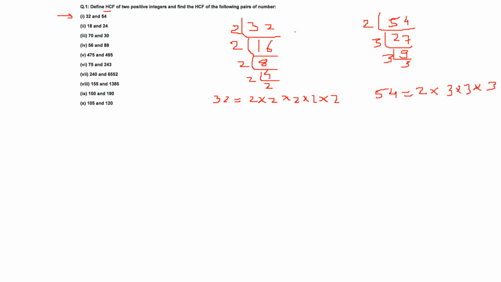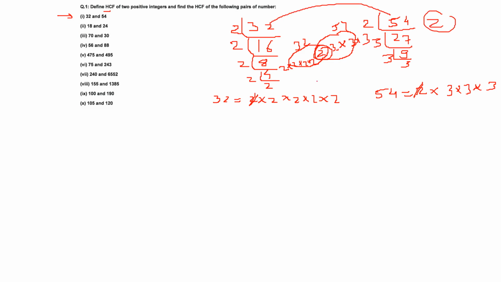Now what we do here is, let us make a Venn diagram like this. What are the common numbers? 2 is common. So let us write it here, and the other numbers which are not common, let us write here. 2 into 2 into 2 into 2 is for 32, and for 54 it will be 3 into 3 into 3, the numbers which are not common. The common factor 2 is the HCF. So HCF of 32 and 54 is 2.